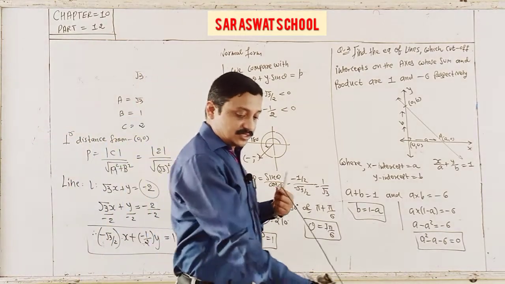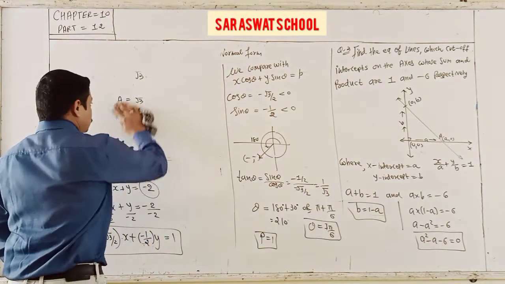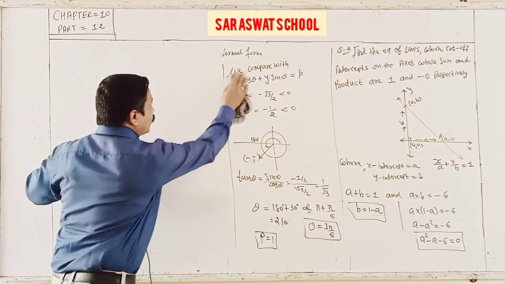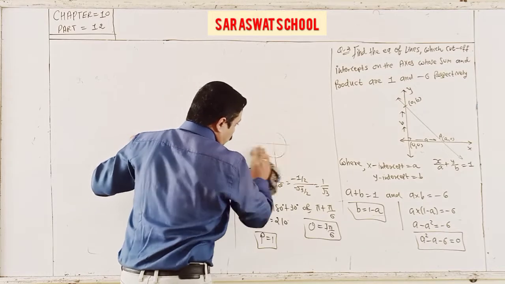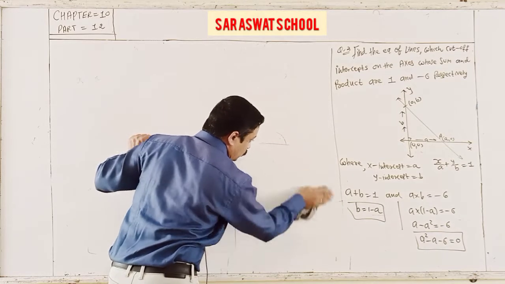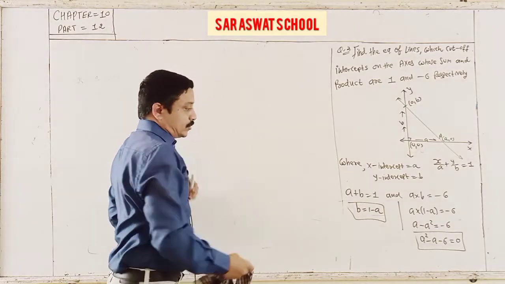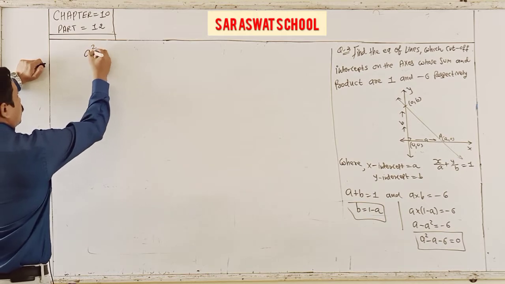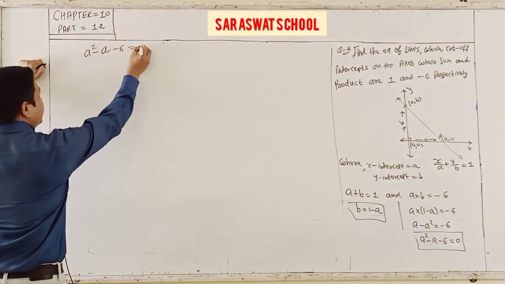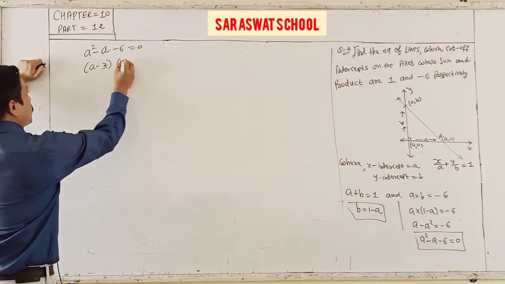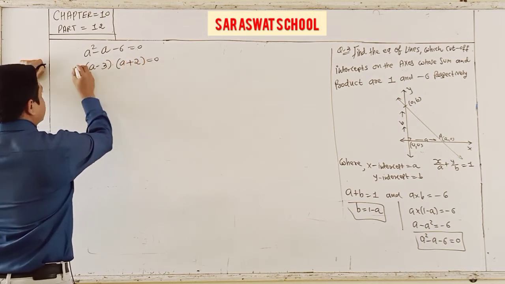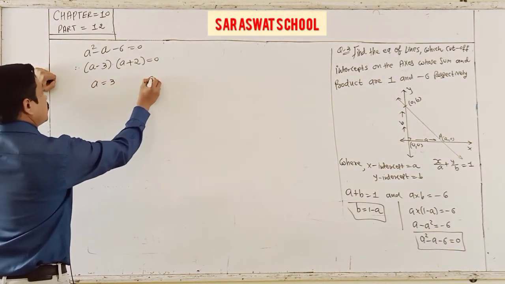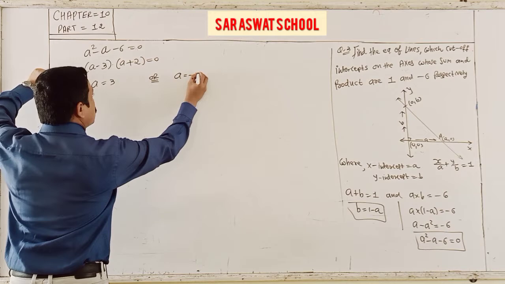Now splitting the 6, easily you get the value: the factors of 6 are 3 and 2, and 1 common carry. So your answer, students, is in a simple way. Just apply splitting. So here a square minus a minus 6, I again write and make the splitting. The factors are minus 3 and plus 2. So a is equal to 3, otherwise a is equal to minus 2.